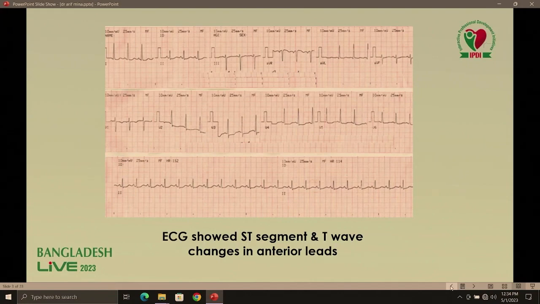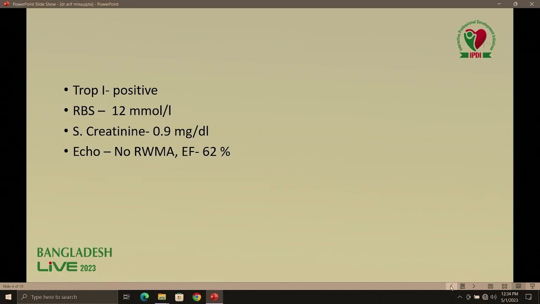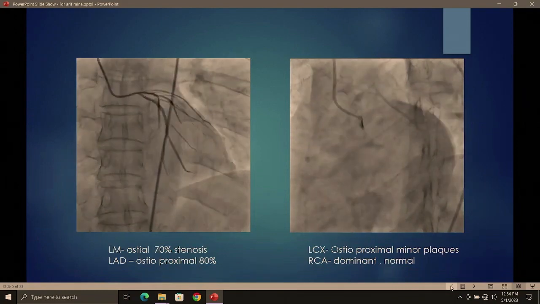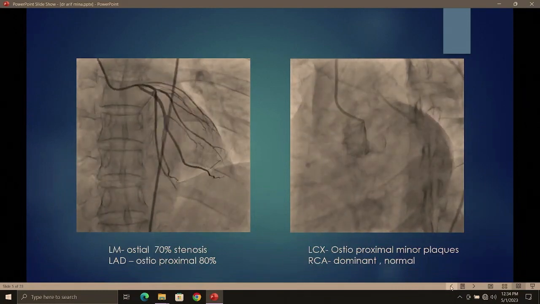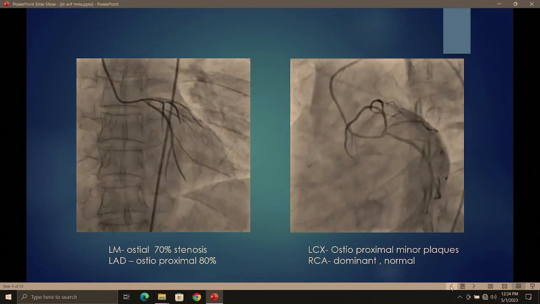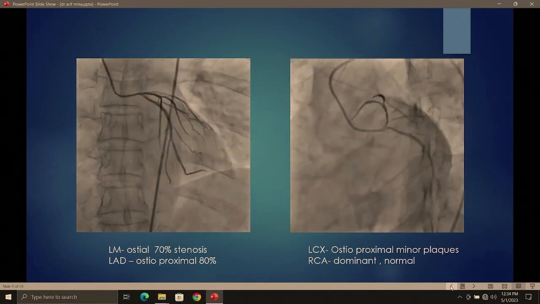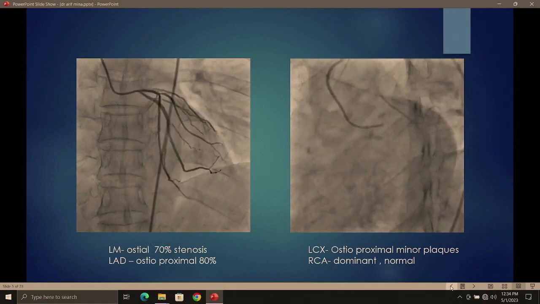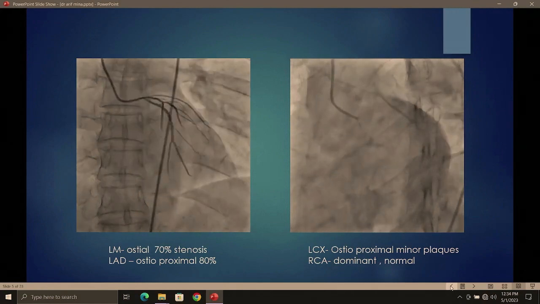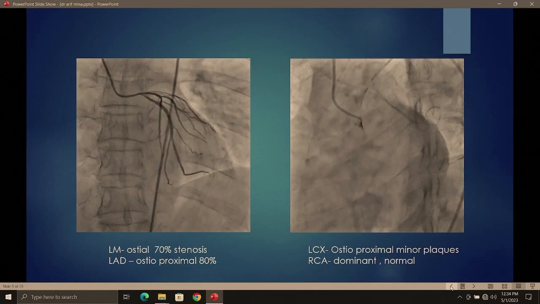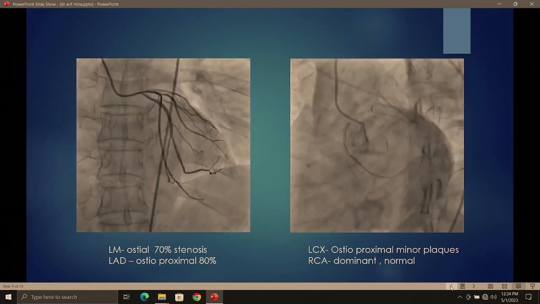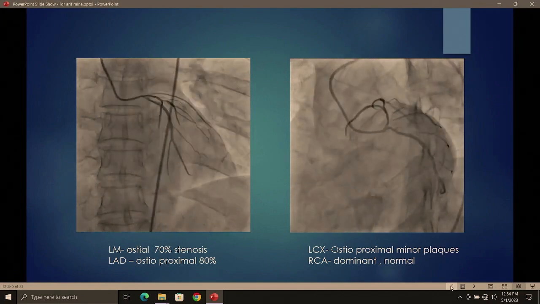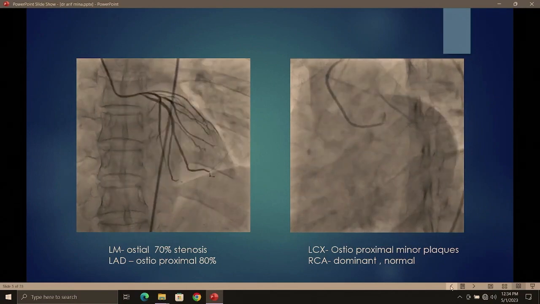This was her ECG. There was a significant ST-T change in the anterior leads. Her troponin was positive, blood sugar was 10. Ejection fraction was 62%. In the angiogram, there was a significant pressure drop when engaging the left main, so we immediately disengaged. We can see there was left main ostial disease along with LAD ostial and proximal disease, and plaques up to the proximal segment of the LAD. There was also narrowing in the LCx ostium, but it was insignificant.